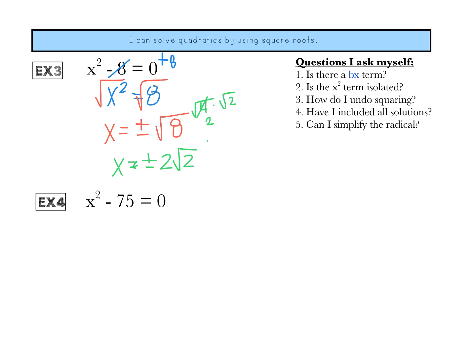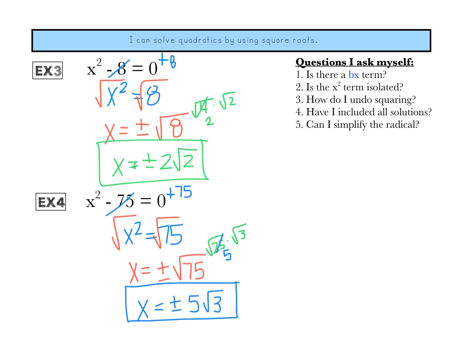All right, go ahead and try example 4 on your own. All right, go ahead and check your answer and identify any questions that you might have about example 4 so you can talk about it in your CSG.